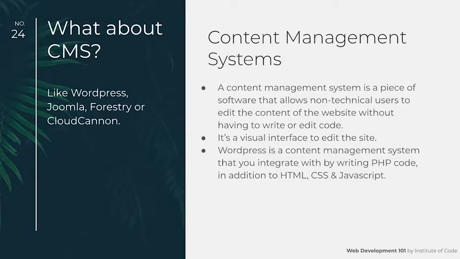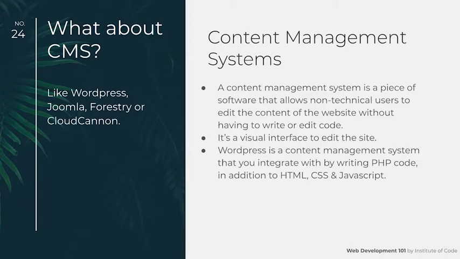Okay, so we've got the code of the website. We've written a website in HTML and CSS, maybe a little bit of JavaScript, but we probably need somebody else to be able to manage the site that's not technical, that doesn't understand how to code. And that's where a content management system comes in. A content management system, or CMS, is a piece of software that allows non-technical users to edit the content of the website without having to write or edit the code. It's like the visual interface to edit those text files that make up the website.